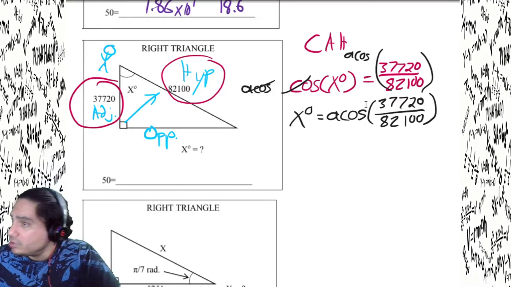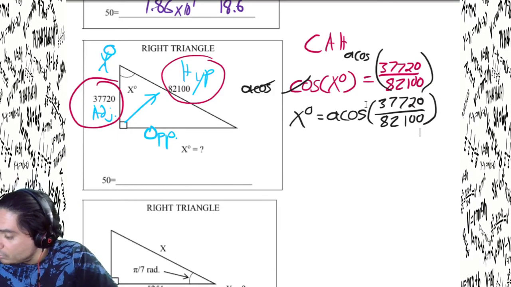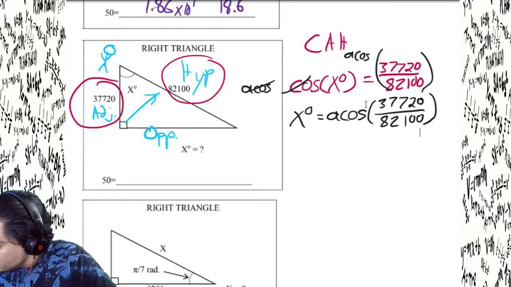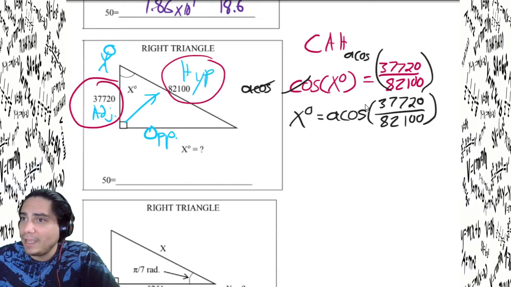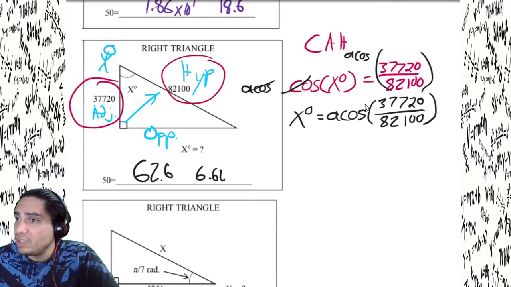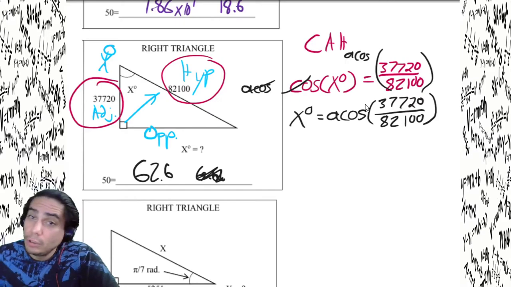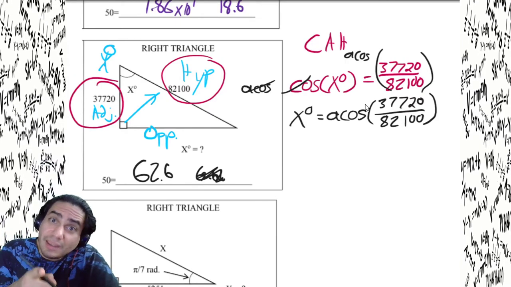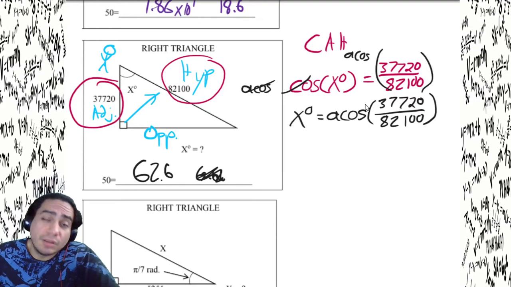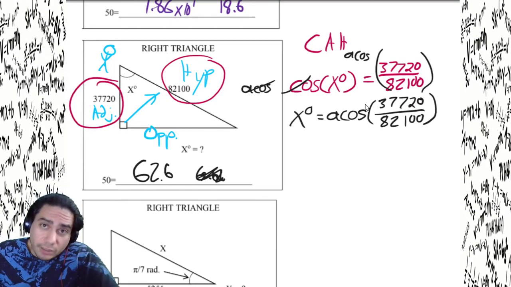Then we just go ahead and bust it out on the calculator. 37720, enter. 82100, divide. And then we use inverse cosine to find the angle, 62.6. Or 6.26. Ooh. You better not do that on the day of the test. I mean, it happens to me. You just saw it. Sometimes we put the numbers in reverse, but I caught it.